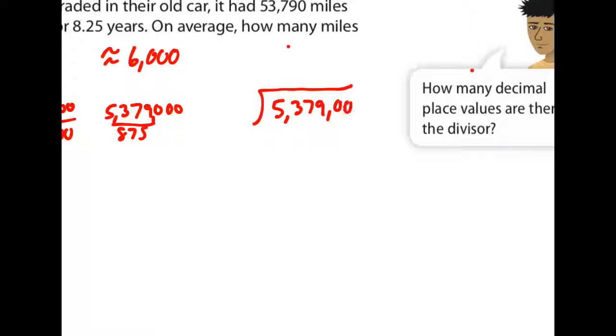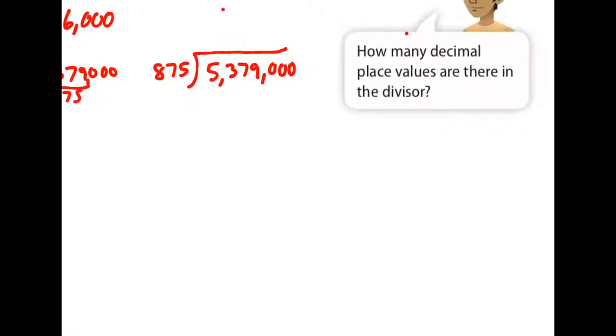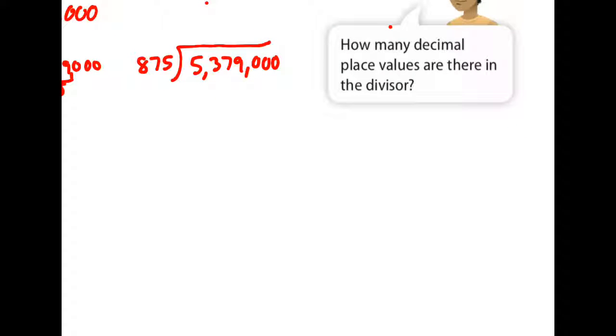5,379,000 divided by 875. Ooh, this is what calculators are made for, but we're not using calculators. We're going to accept this challenge. All right, so I'm going to set up a little bit of a counting by 875 list here, just because this problem is nasty. So I'm going to start one off here, 875.